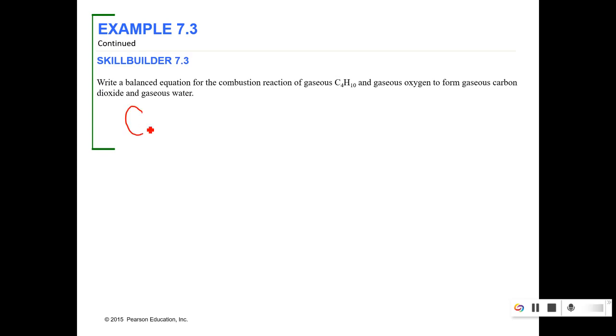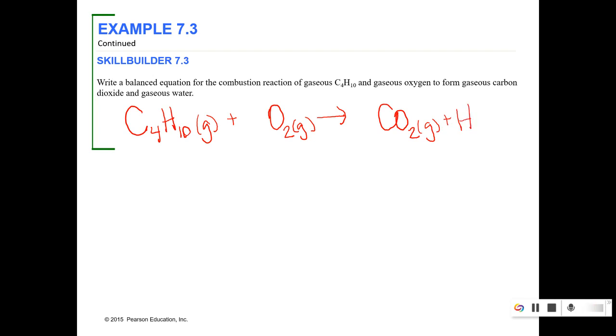Okay, I'm going to write this one. This is a combustion reaction, which means, remember, you need to start with a 2 in front. Okay, you balance it and then we'll check it.